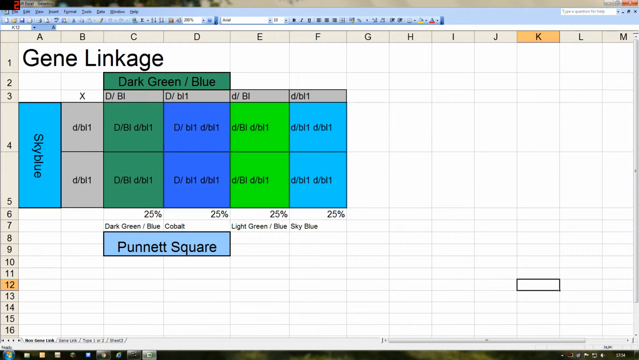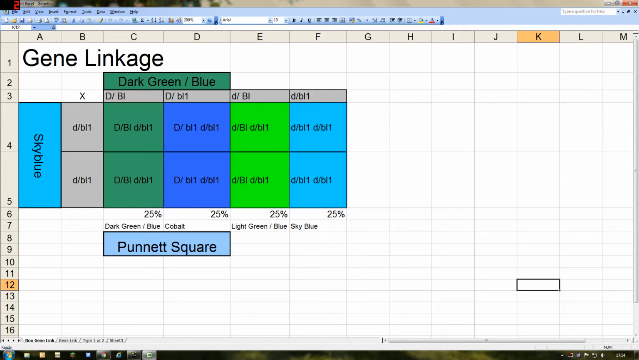So we would end up with a dark green split blue, 25%. We would end up with 25% cobalt. We would end up with 25% light green split blue, and we would end up with 25% sky blue.